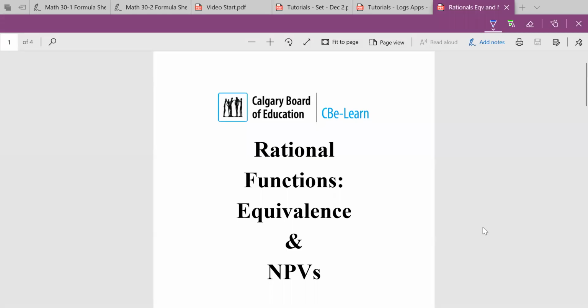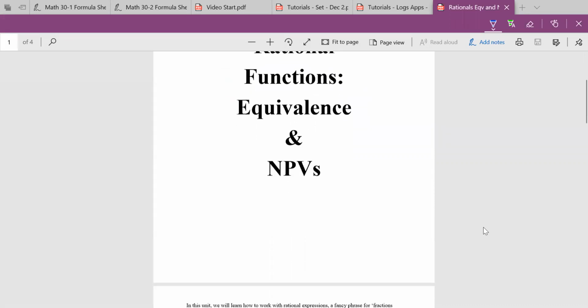Hello, 30-2s. Here is the second lesson in rational functions. Today, what we're going to talk about is equivalence and something known as a non-permissible value. Okay, let's go take a peek at this.